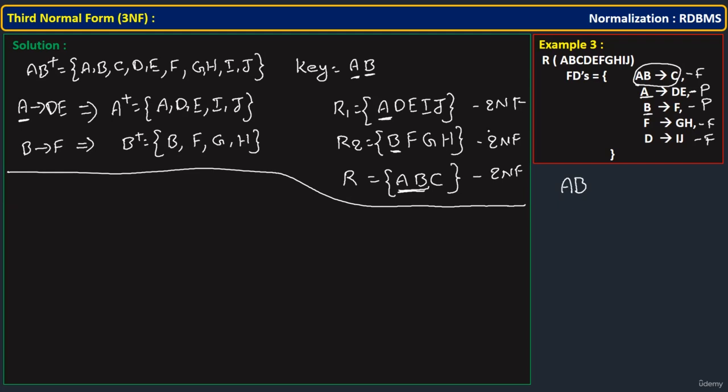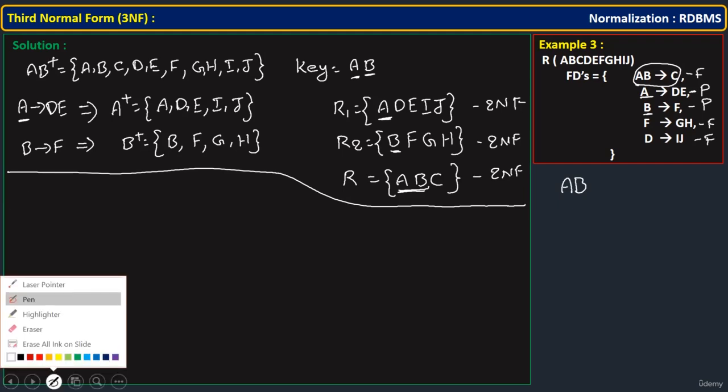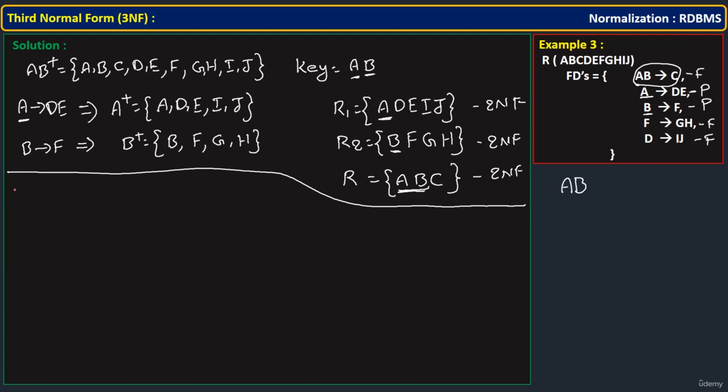Now we have to go for the third normal form for every table again. So now let us check R1. If you consider only R1 first of all, R1 is covering which functional dependencies out of 1, 2, 3, 4, 5? R1 is covering the second FD and the fifth FD.